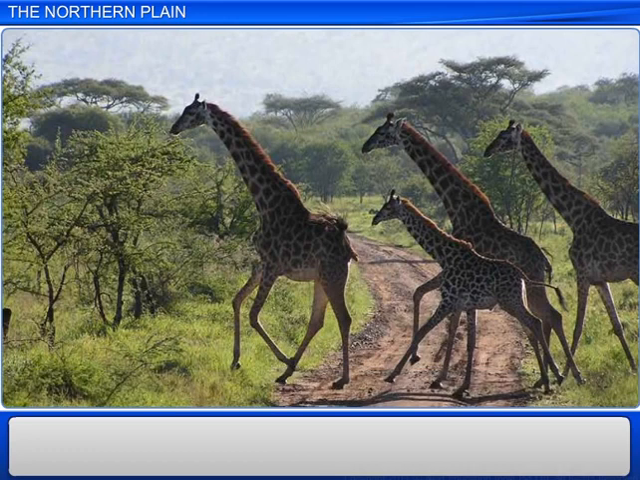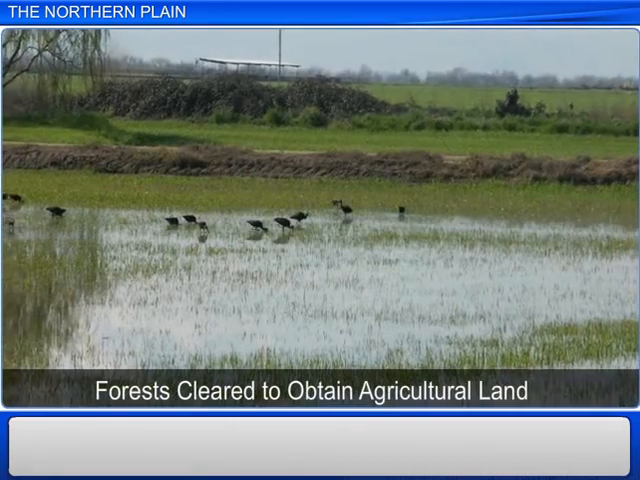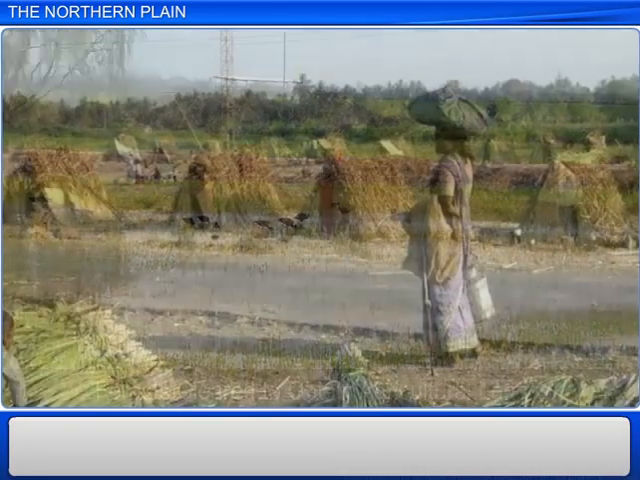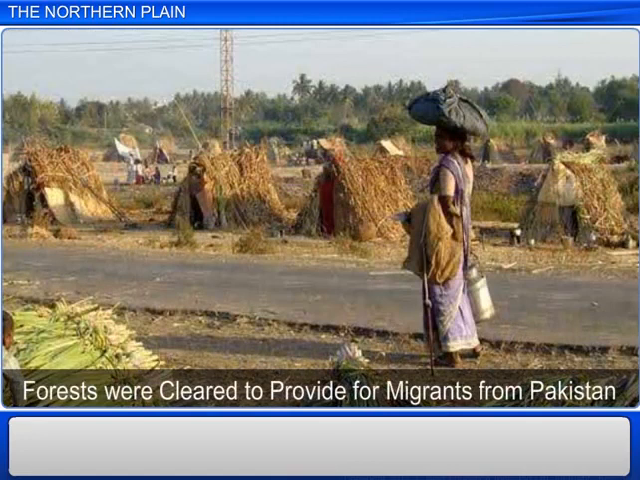However, urbanization has taken its toll, and the forests have been cleared, in some places to obtain agricultural land, and in others to provide for the people who migrated from Pakistan at the time of the partition.